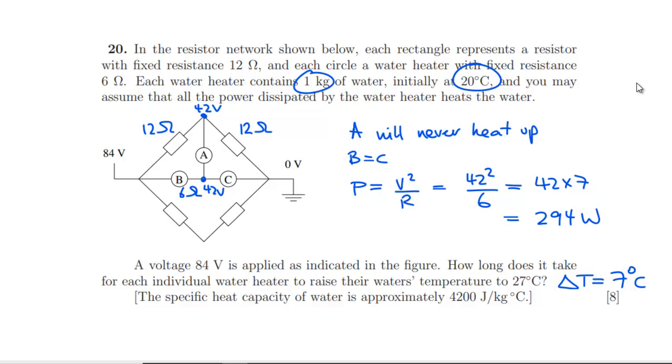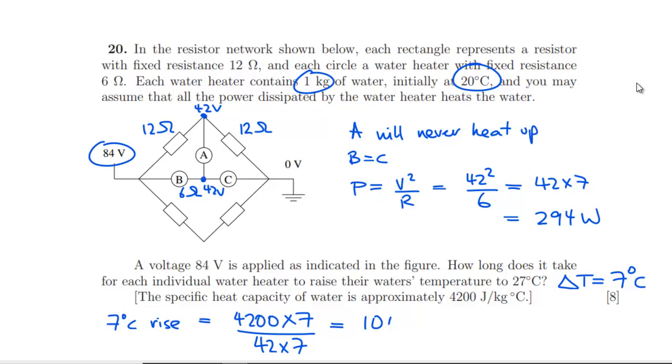So for our 7-degree rise for 1 kilogram of water, we need 4200, that's our specific heat capacity, times 7, because we've only got 1 kilogram. That's the amount of energy that we need. Then we divide that by 42 times 7, which is our power. I've put it back into 42 by 7 because we can see why they've picked 84 volts, so that it cancels nicely. The 7s are going to cancel, the 42s are going to cancel, and that leaves us with 100 seconds. Obviously, lay this out better.